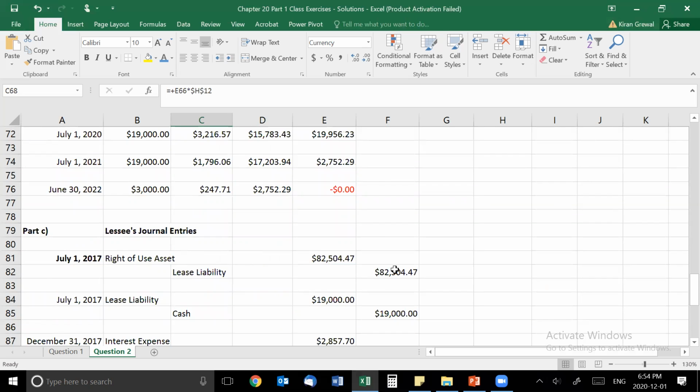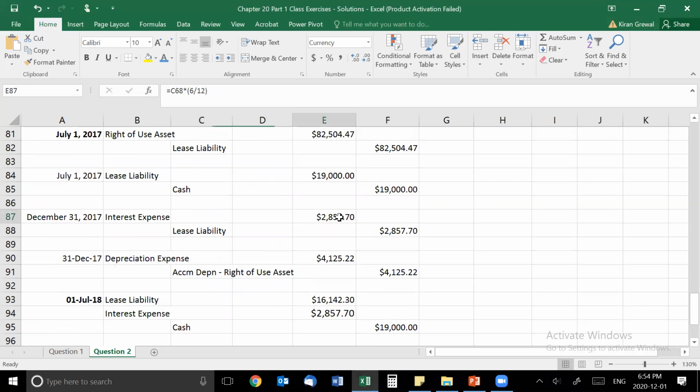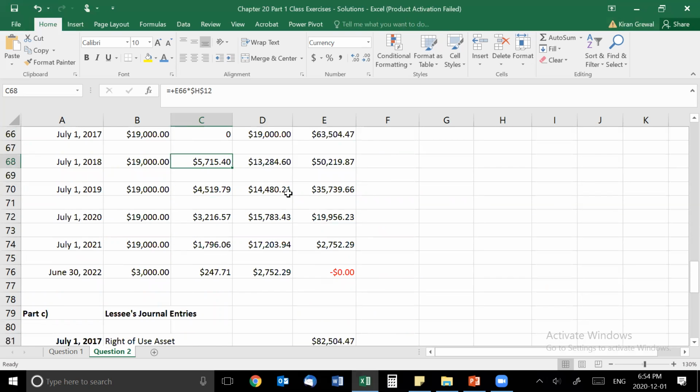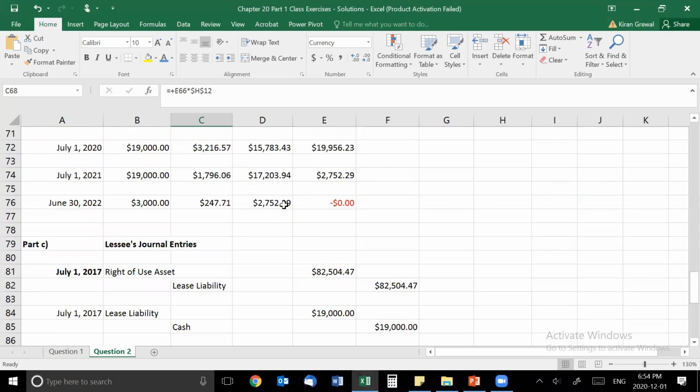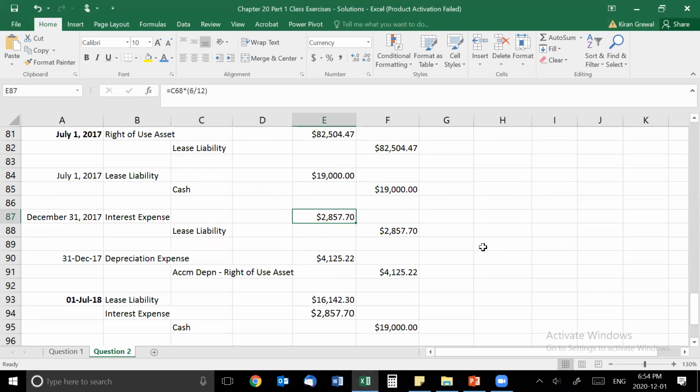Okay, so from July to December, we have 6 months. So we're going to take our 57.15, multiply it by 6 over 12 months to only record the portion up until December 31st. Okay, so you do have to really watch out for when the lease started versus what's the year end of the company.